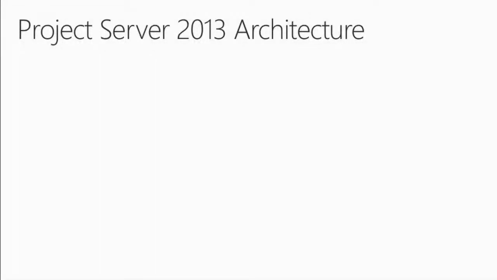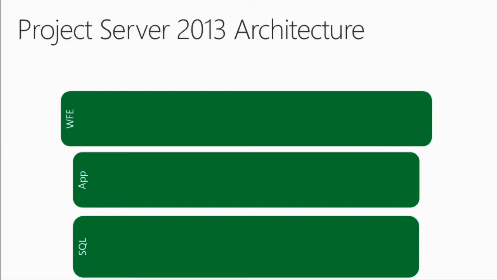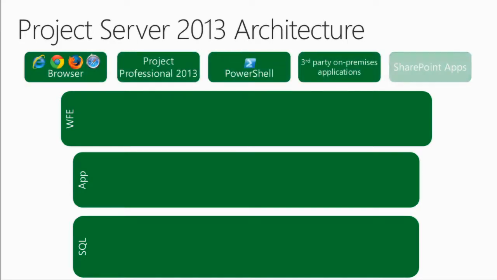So now that we've looked at the basic building blocks and gone over some basic terminology, the next thing I want to discuss is what's actually happening in those tiers. As you remember, we have the SQL tier, the app tier, and the WFE. And then we have those clients that interact with the web front end. So we have the browser, so these are people navigating the PWA home page to the project site.